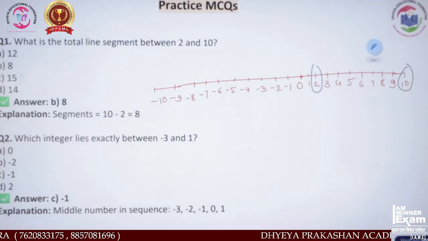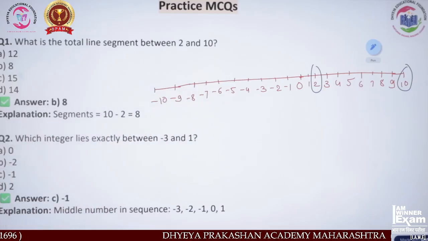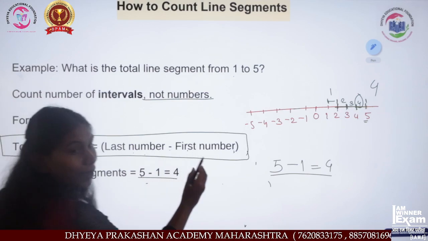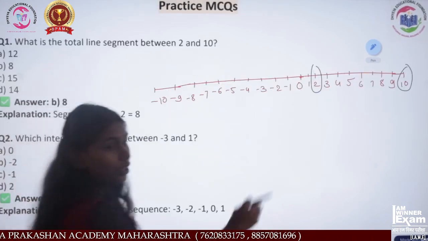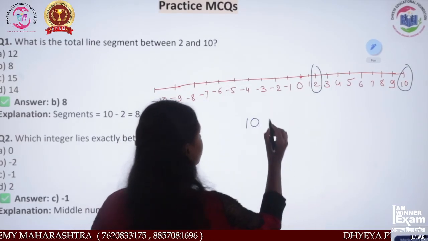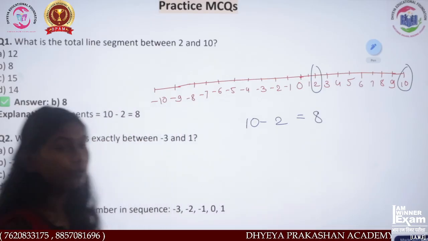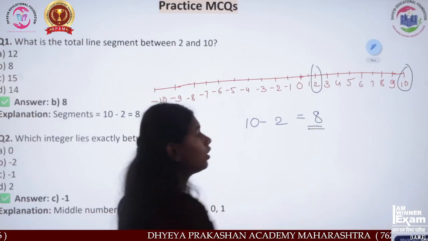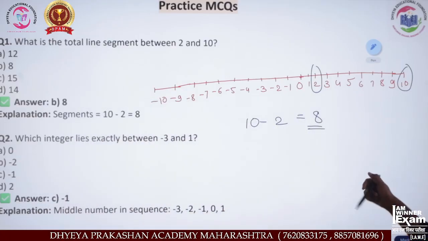Okay. Now we have to count the line segment between 2 and 10. Now what is the simple formula for counting line segments? That is last number minus first number. So where is the last number? Here, 10. Minus, which is the first number? That is 2. 10 minus 2 will give you 8. Okay. So this will be your answer. That is, there are 8 segments. So let's just check whether there are 8 segments only or not.